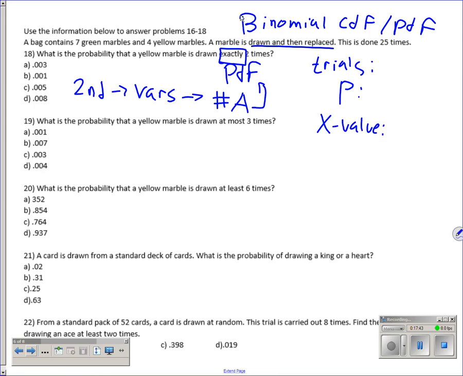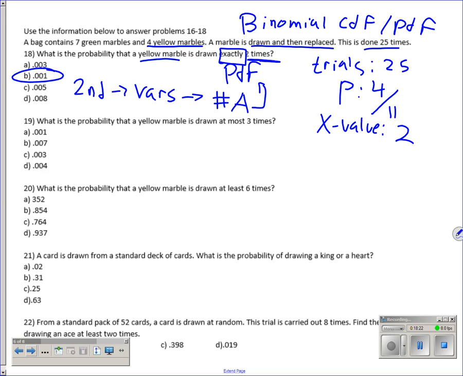Okay, so let's identify those 3 things in terms of this problem. The trials is the number of times it's being done. Well, it says it's 25 times. The probability of success is the probability of getting a yellow marble. Well, there's 4 yellow marbles out of a possible 11 marbles. 7 plus 4 is 11. That's my probability of success, probability of getting a yellow marble. And the X value is just the number of times I want to get that yellow marble. In this case, 2 times. So plugging that into my binomial PDF option, I end up getting B.